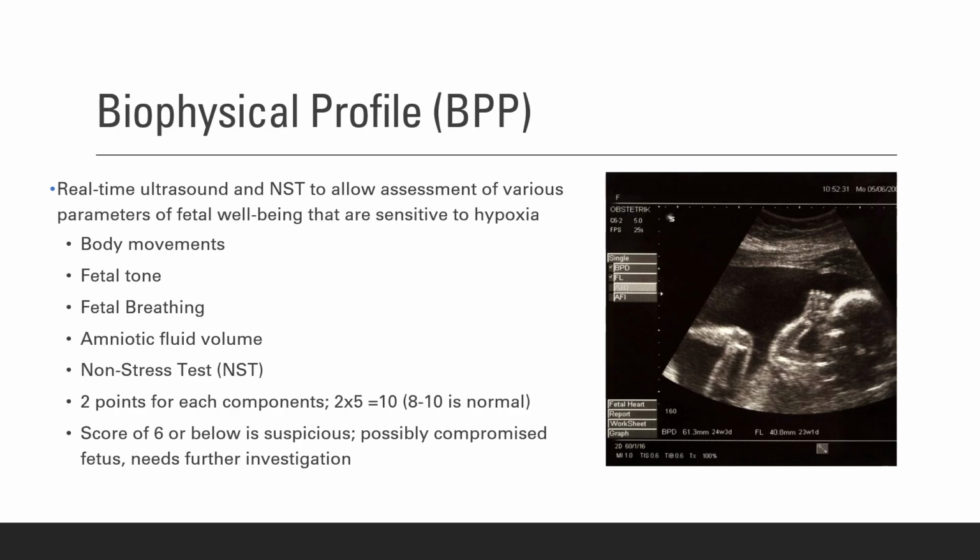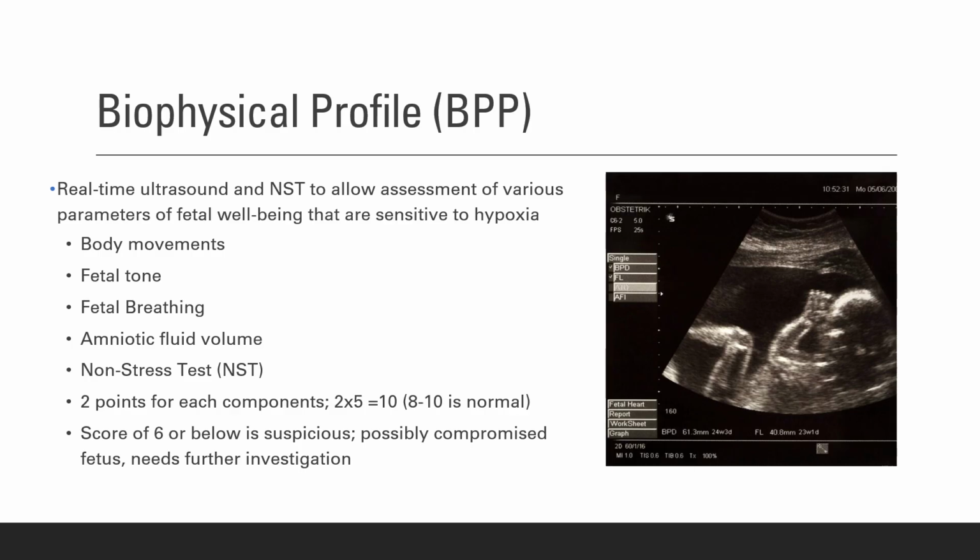If the baby is hypoxic, that will definitely require us to deliver this baby. So what we're looking at is the body movements, the fetal tone, the fetal breathing, the measurement of the amniotic fluid index, and your non-stress tests. Each of these 5 categories is given 2 points, with a total of 10 points. So 8 to 10 is normal.